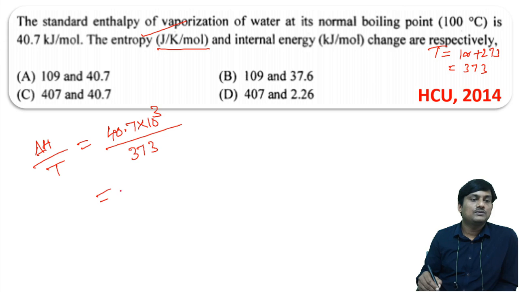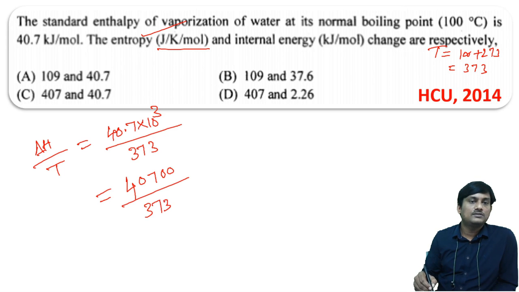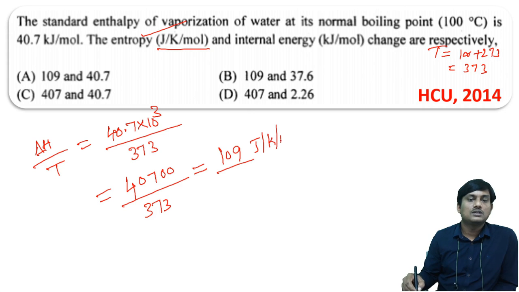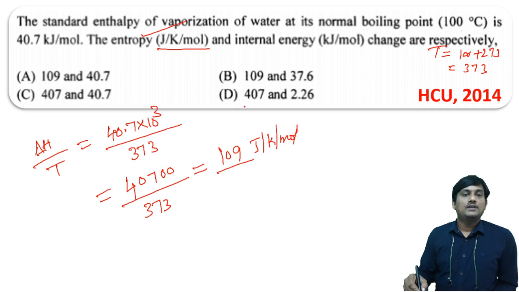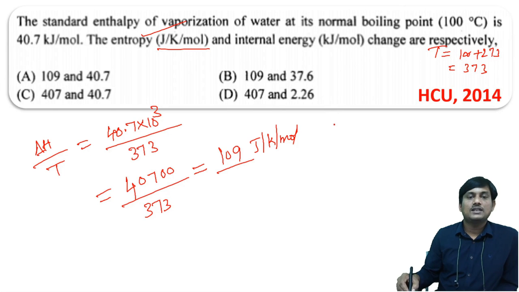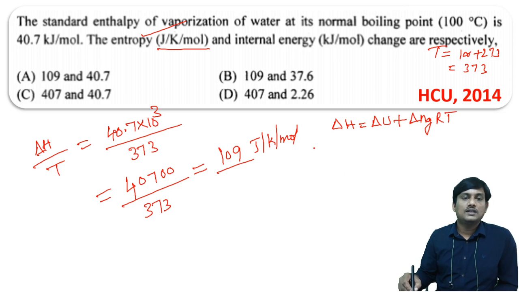373 Kelvin. So you will get 40700 by 373. So around you will get 109 joule per Kelvin per mole. And what is the internal energy change? Delta H is equal to delta U plus delta Ng RT. So this is the equation. Then delta U is equal to delta H minus delta Ng RT.